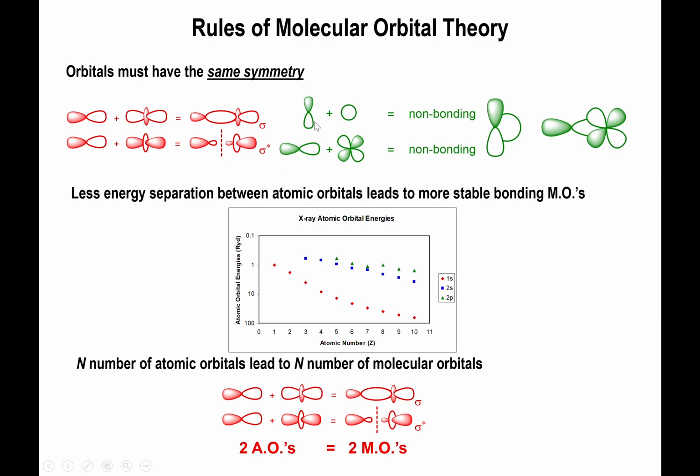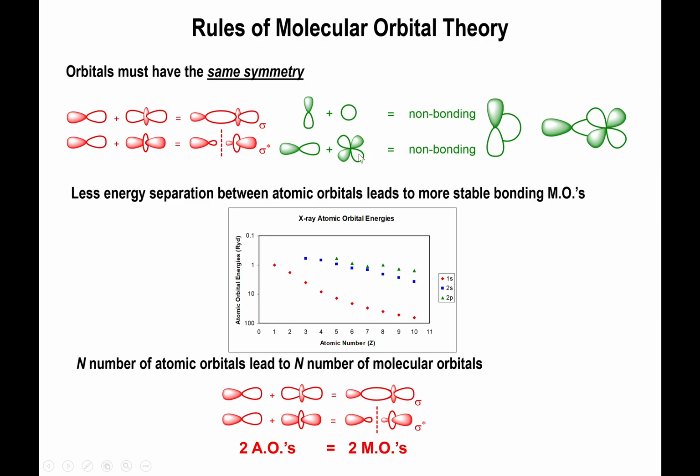But what you're not allowed to do is to bring a p orbital with an s orbital such that they are head-on. Because if you do that, you end up creating a situation in which part of this orbital is bonding, but the other portion of equal size is anti-bonding. And basically those two things completely annul each other.